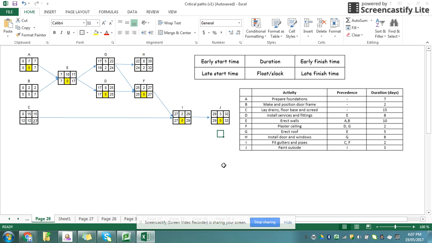Right, so that's my critical path diagram. I've managed to do that. The next thing we need to do is our Gantt diagram, and we'll do that in the next video.